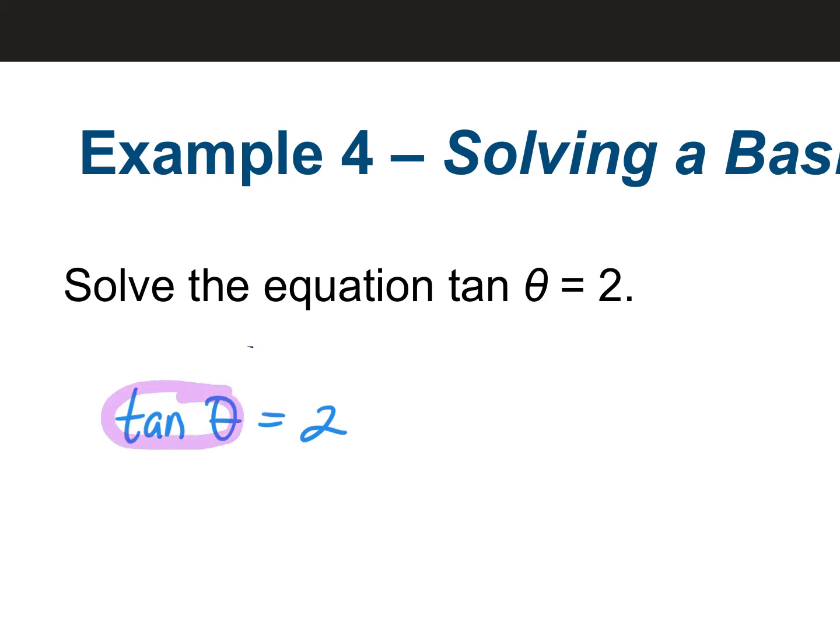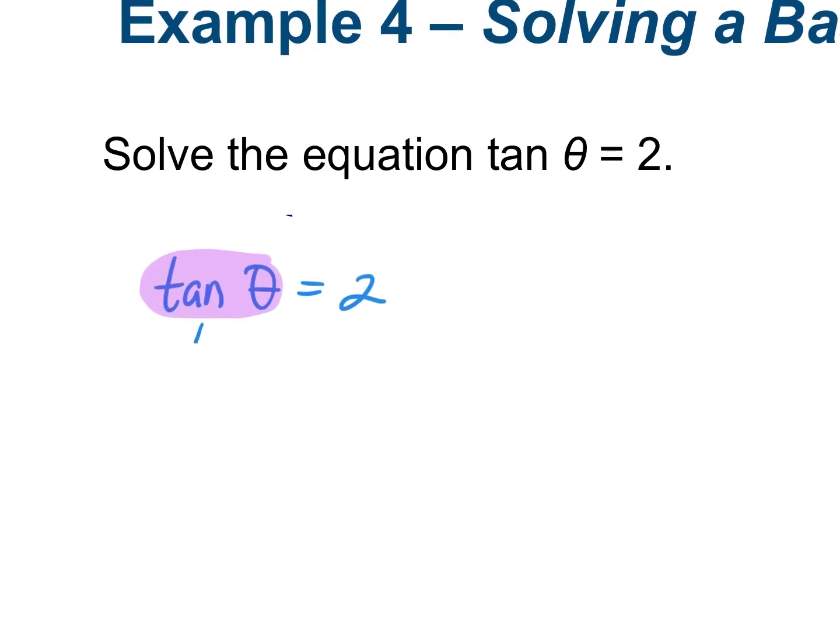We're going to isolate our trig function, right? Is there anything being added, subtracted, multiplied, or divided to my tangent theta? Nope. So then I'm going to remind myself, okay, tangent is what over what? Y over x. Awesome, guys.